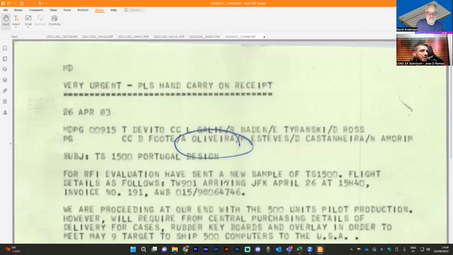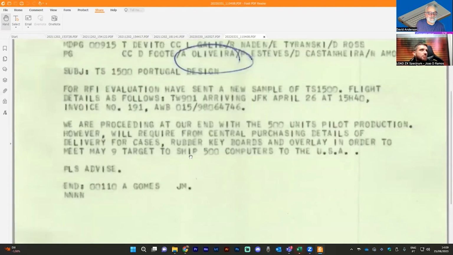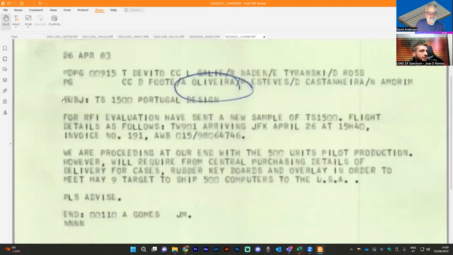For RFI evaluation, I've sent a new sample of TS1500. So who signs this? Antonio Gomes is signing this. Okay, the general manager in Portugal. New sample. Flight details as follows. We are proceeding at our end with the 500 units pilot production. However, we will require for central purchasing details of delivery for cases, rubber keyboards, and overlay in order to meet May 9 target to ship 5.